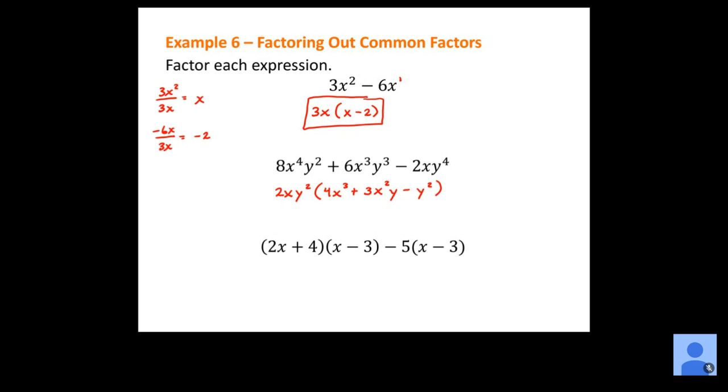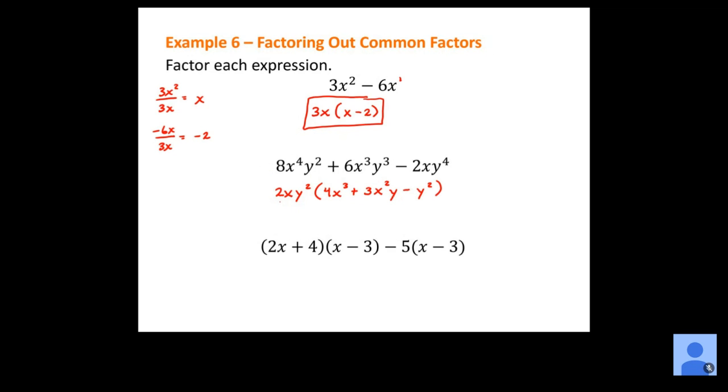Now again, you can check your answer by distributing back out the 2xy squared. If we do that, 2 times 4 is 8, x times x cubed is x to the fourth, and then we have our y squared. That looks good for the first term. Second term, 2 times 3 is 6, x times x squared is x cubed, y squared times y is y cubed. Second term checks out.